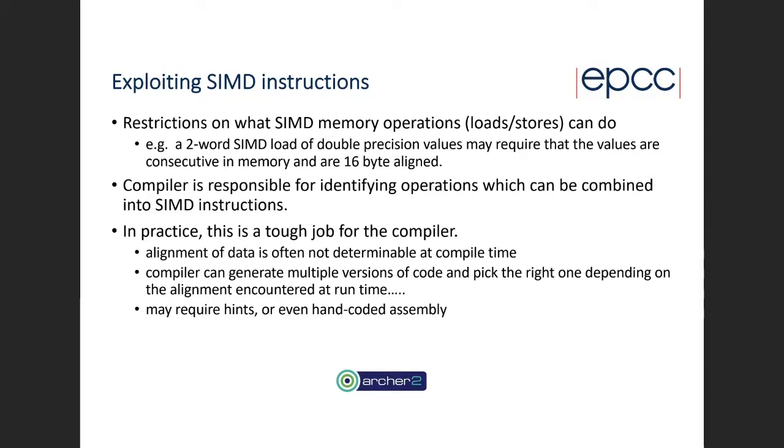So the compiler can potentially generate multiple versions of the code and pick the right one depending on the alignment encountered at runtime, but that works in some cases, not always. So sometimes as programmers, we need to intervene a bit to get the SIMD instructions working as well as possible.